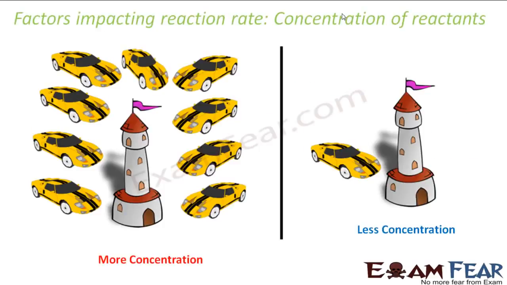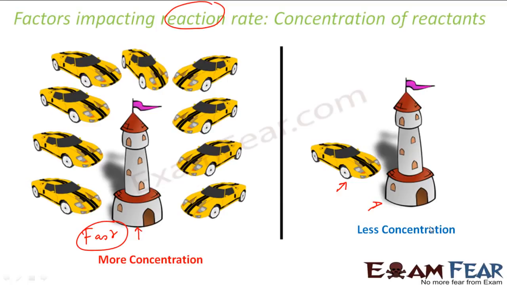The most important factor that impacts the rate of reaction is the concentration. On the left hand side, you see more concentration, on the right hand side less concentration. The target is still the same. Now, one car is being assigned to break this tower. In this case, instead of one car, we have almost 9 cars. Obviously this will be fast, right? 9 cars can break this tower more easily than one car. So here we have more concentration on the left and less concentration on the right.